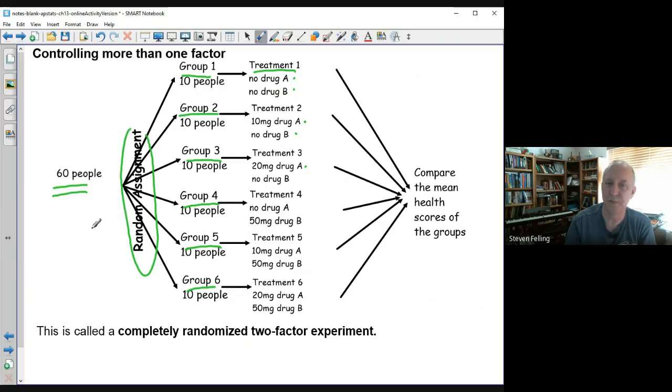6 groups. And then we'll do the treatment on this half of the diagram, and then we'll compare all in one thing within one block. You do all the comparisons all at once. We'll be comparing these means. This is called a completely randomized 2-factor experiment because the 2 factors are drug A and drug B, right? All other factors are being eliminated by this random assignment, okay?